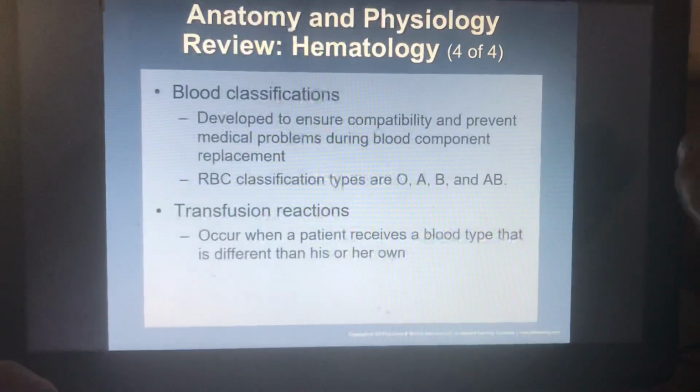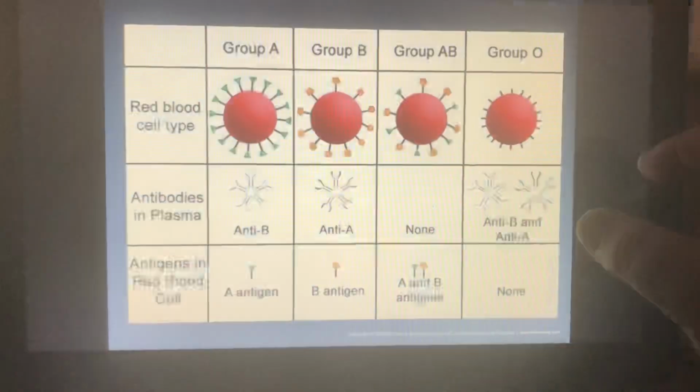All right, so let's talk about blood types. Everybody seems to know their blood type. A, B, AB, O. And let's talk about transfusion reaction. We talked about this before. We're going to just touch on it really briefly again because it's very, very important.